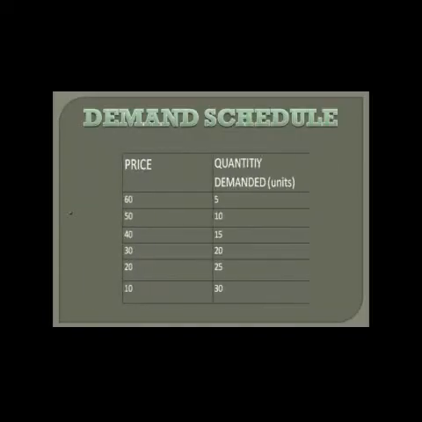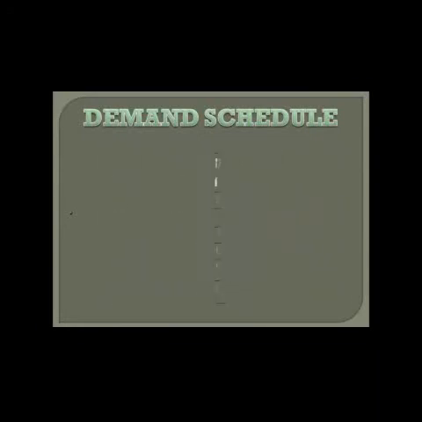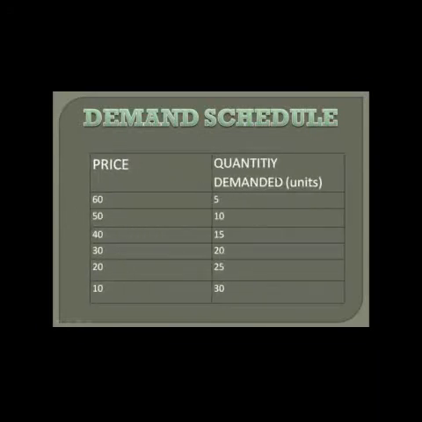As I told you, one side we have price, another side quantity demanded, right? So there are different levels of prices: 60, 50, 40, 30, 20 and 10, and there are different levels of demand for the different prices: 5, 10, 15, 20, 25 and 30. Now you see, when the price is 60, the quantity demanded is 5. When the price is 10, the quantity demanded is 30. So when the price is decreasing, the quantity demanded is increasing. As I told you, this is the law of demand.